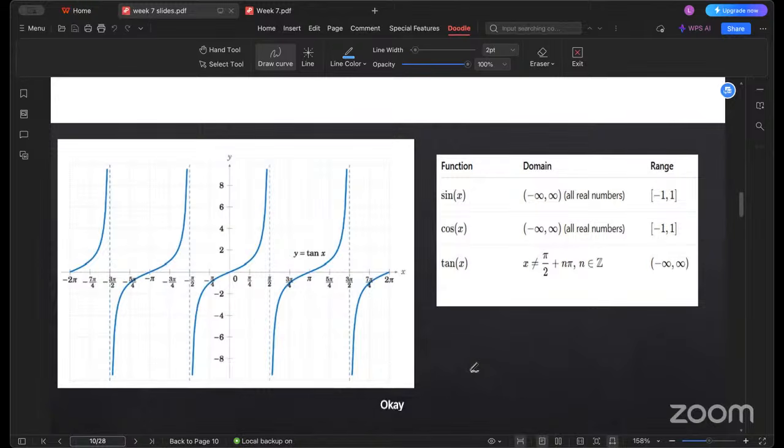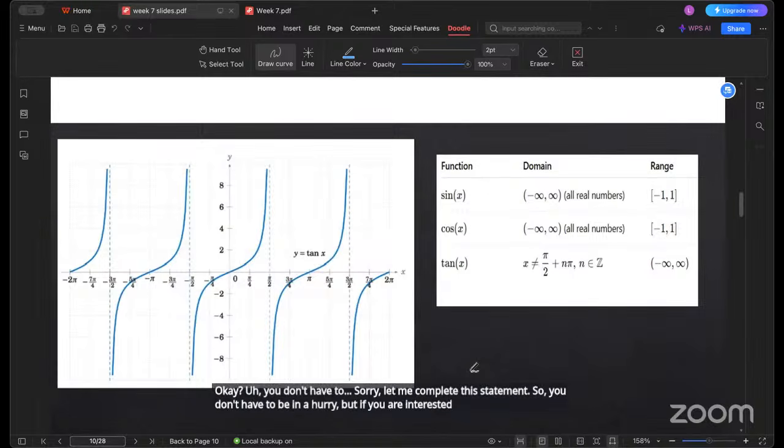So you don't have to be in a hurry, but if you are interested, definitely you can go and look for it. You are going to see this concept of tangent planes and all in Math 2.